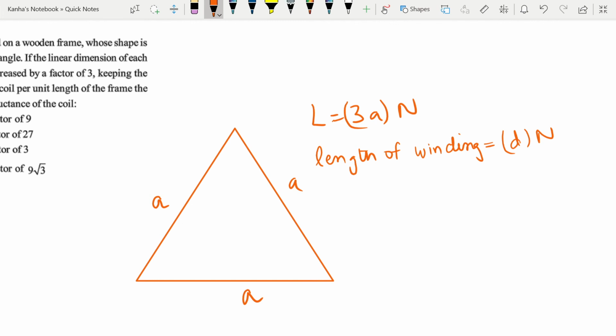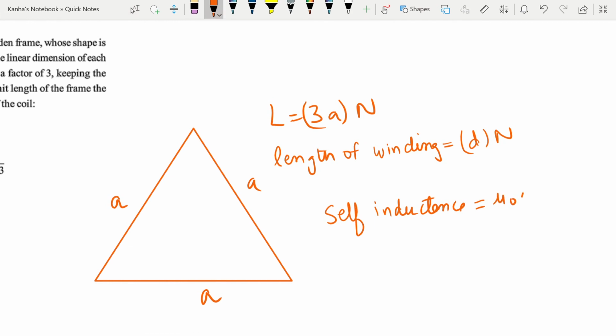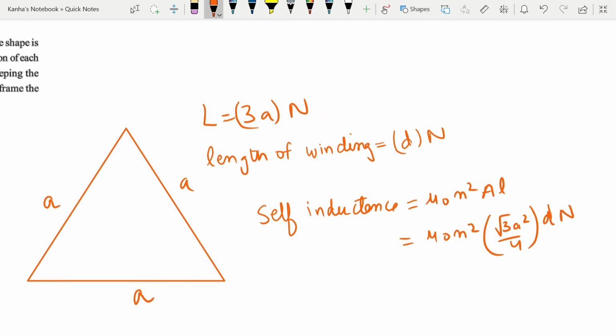Now the self-inductance is given by mu naught N square A into L, which is nothing but mu naught N square root 3 A square by 4 into D into N. Now we see that the self-inductance is proportional to A square N, which is proportional to A, because N is equal to L by 3A, and this implies N is inversely proportional to A.